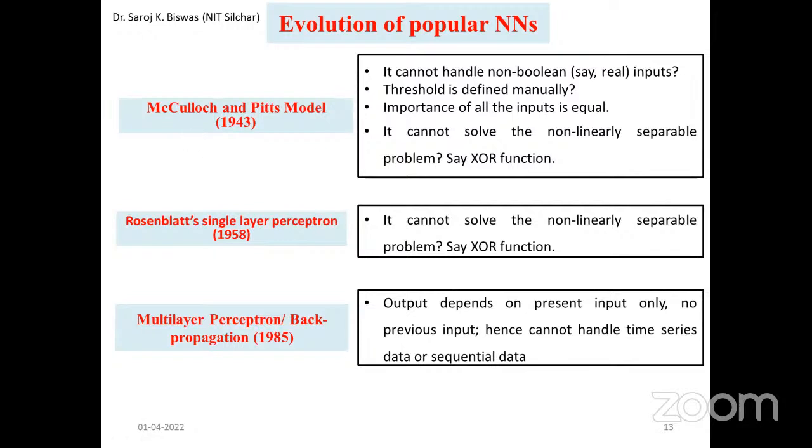So initially, when the work started, the first neural network model was proposed. That's called the McCulloch and Pitts model, which was proposed in 1943. This was the first model, but this model was suffering from a number of problems, and these are the problems.